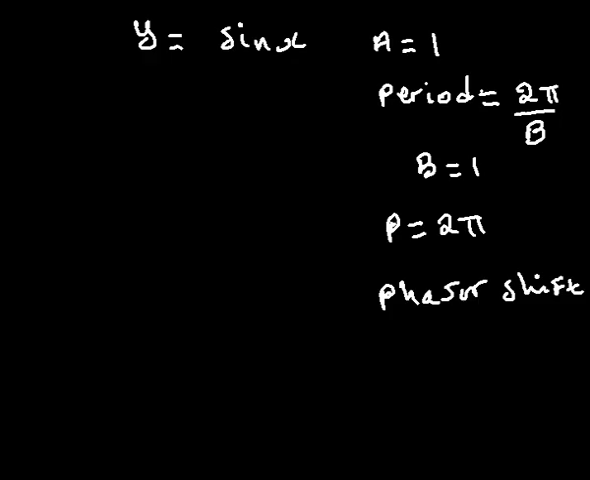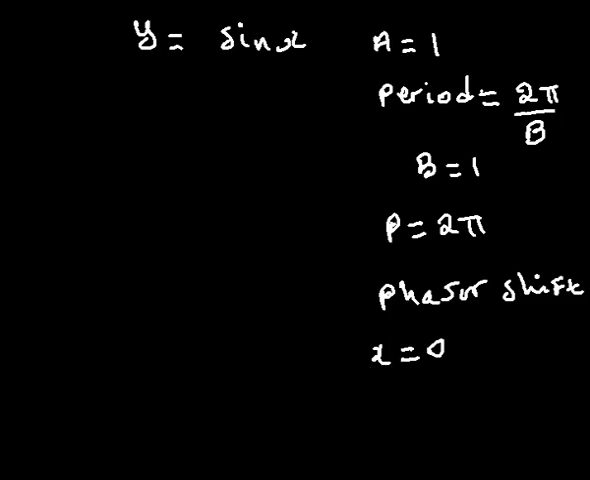So how do we calculate the phase shift? The phase shift is calculated by equating the inner part of the sine to be equal to 0. For that case, it means we have x is equal to 0. And for this case, it means the graph will start from an x value of 0.